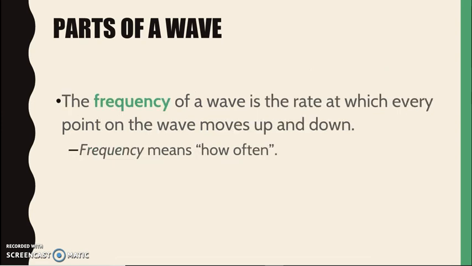Now let's talk about frequency. So waves also have a frequency. The frequency of a wave is the rate at which every point on the wave moves up and down. That sounds really complicated. It's not. Frequency just means how often does a wave occur? How often do we see the crest? How often do we see the trough?